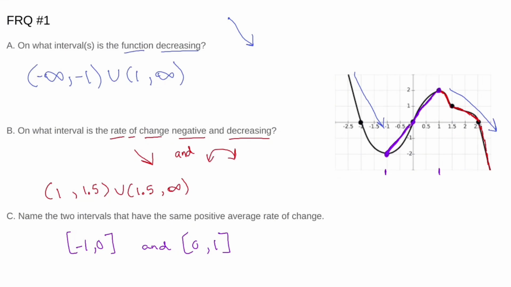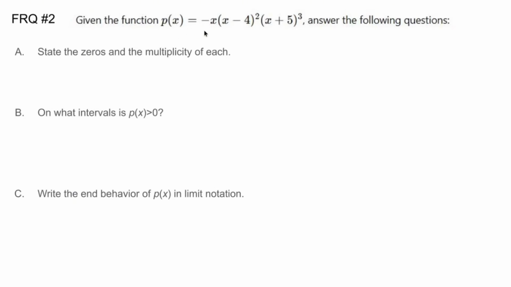So that's our first free response question. Tons of fun. Given the function p of x equals -x times the quantity x minus 4 squared times the quantity x plus 5 cubed, answer the following questions. So we have this polynomial here in factored form.